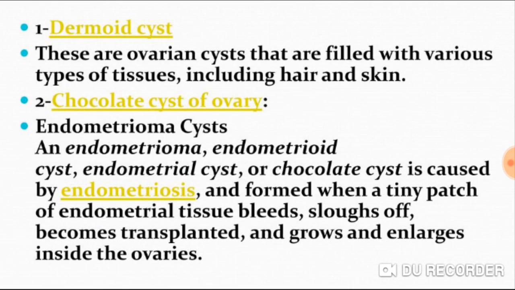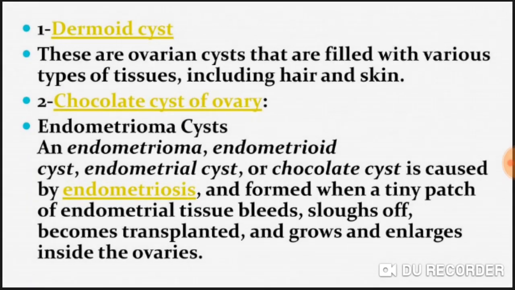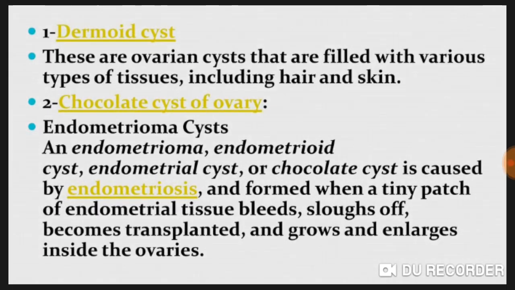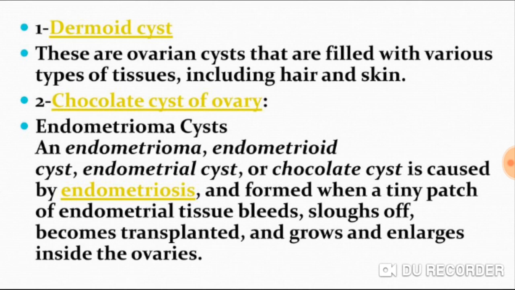Now dermoid cyst. I also saw a dermoid cyst case, but that cyst was very large, filled with hair, and we removed that cyst with the help of laparoscopy. These are ovarian cysts that are filled with various types of tissue, including hair, skin, or sometimes tooth. Now the endometrioma cyst, also called endometrioid cyst, endometrial cyst, or chocolate cyst, is caused by endometriosis and formed when a tiny patch of endometrial tissue bleeds, sloughs, or becomes transplanted and grows and enlarges inside the ovaries.